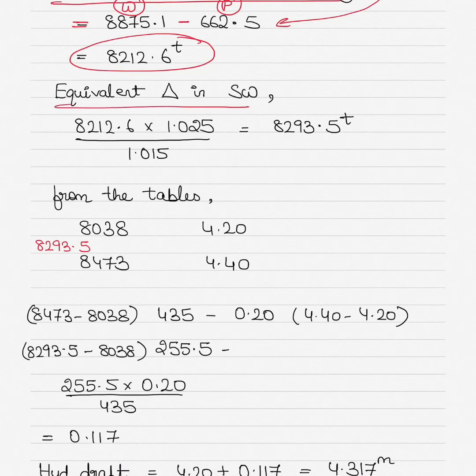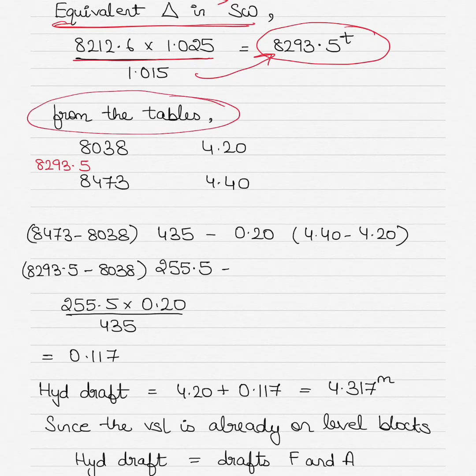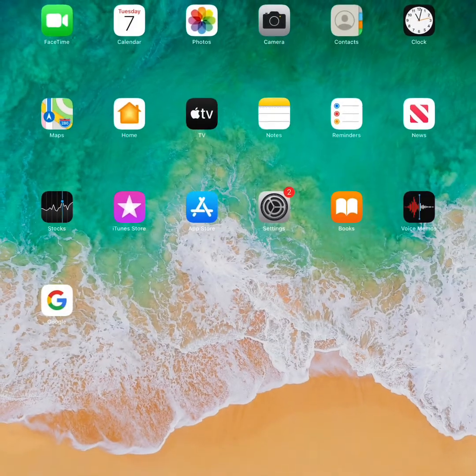The equivalent displacement in seawater will be, this is in dock water, 1.015. So the equivalent displacement in seawater will be, cross multiplication, so you will do 8212.6 multiplied by 1.025 divided by 1.015. Why are you doing this? Because you need to use this displacement to enter the hydrostatic tables to find out your hydrostatic draft once the vessel has sat on the blocks all over. So you will take this displacement, go into the tables.